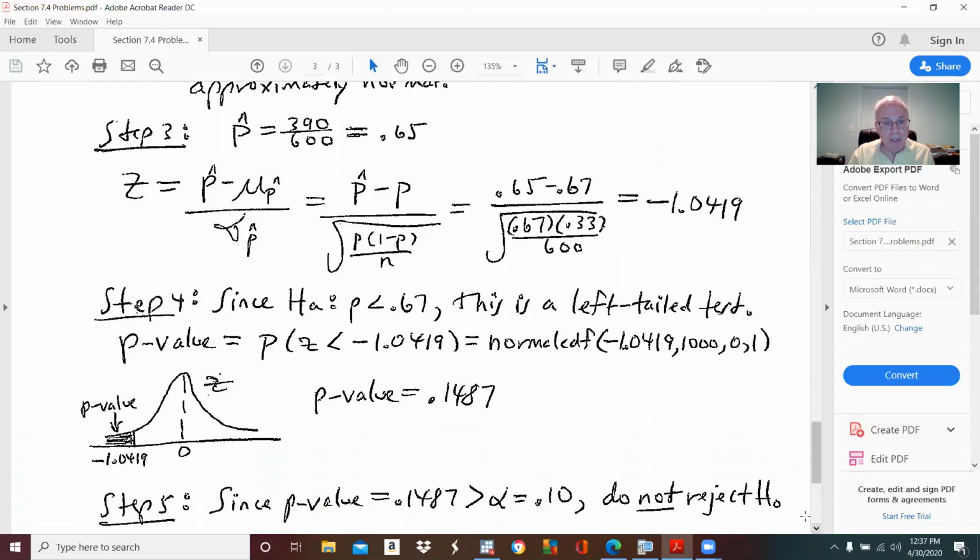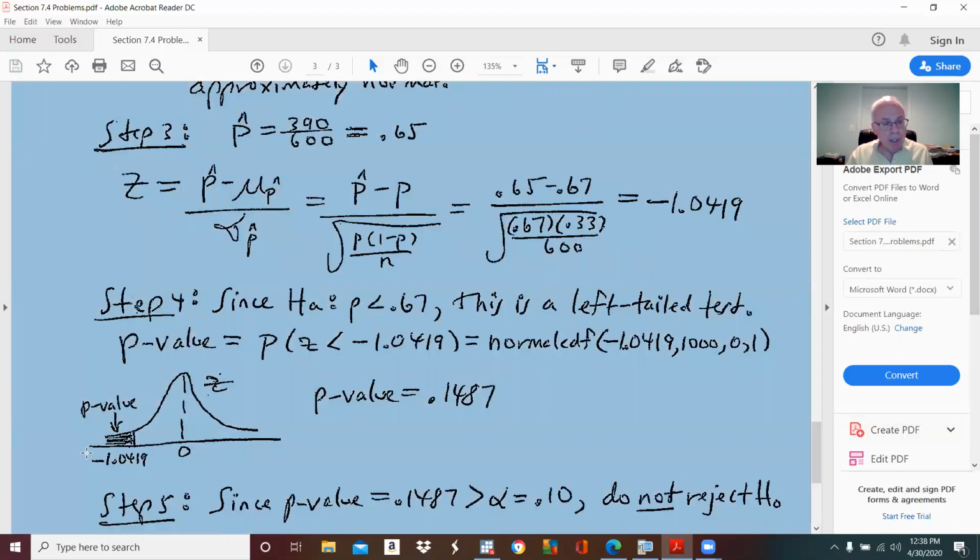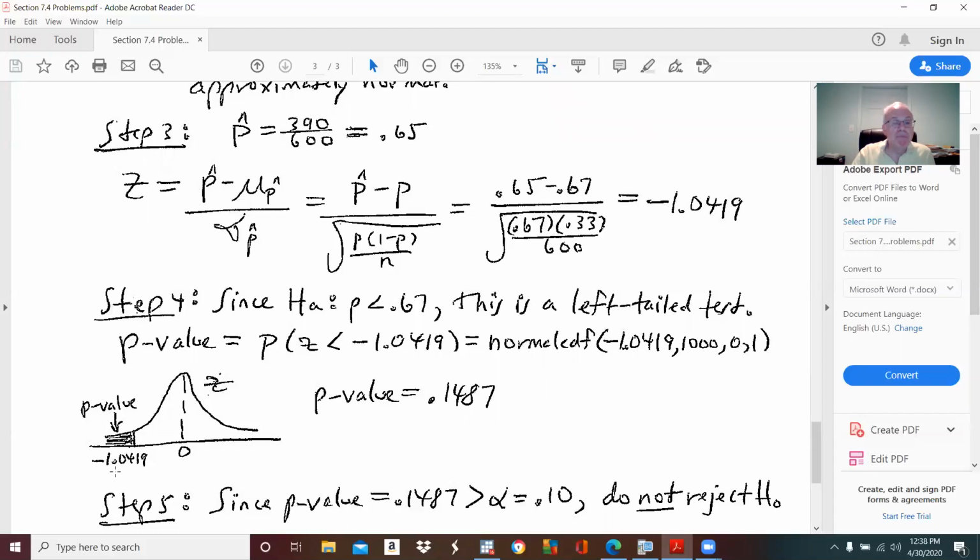So that's our test statistic. All right. Now, since the alternative hypothesis is less than, this is a left-tail test. You can see I'm drawing the standard normal curve, the z-curve, and I'm putting the test statistic to the left. It is negative, so it's to the left here. The area to the left happens to be the p-value. It's a left-tail test, so the p-value is the probability that z is less than the test statistic of negative 1.0419. Again, using normal CDF, because it's less than, we're going to put in the test statistic as the lower bound.